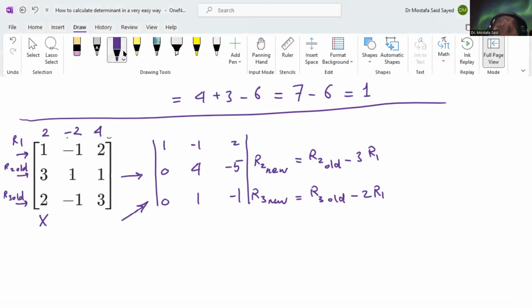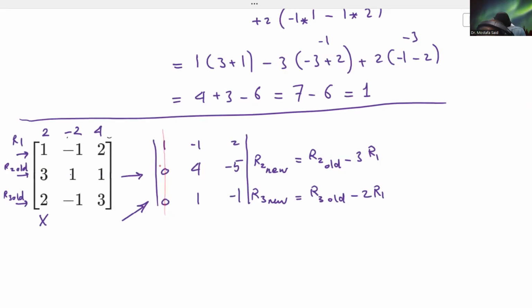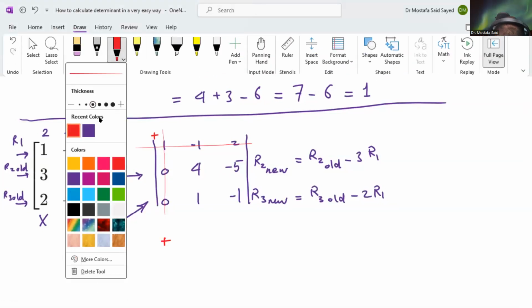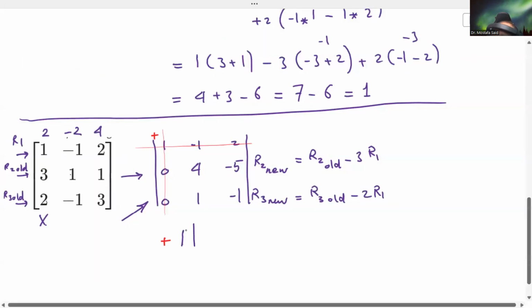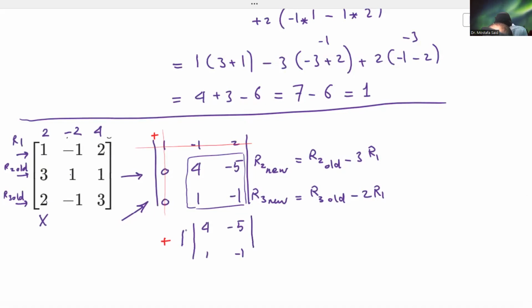So let's change the color. Let's hash out the first column in which the 1 is located, and the first row in which the 1 is located. And remember, the sign of the first element is positive. So we have positive 1, and the submatrix is this one here: 4, minus 5, 1, minus 1. Equal to 1 times 4 multiplied by minus 1, minus 1 multiplied by minus 5.